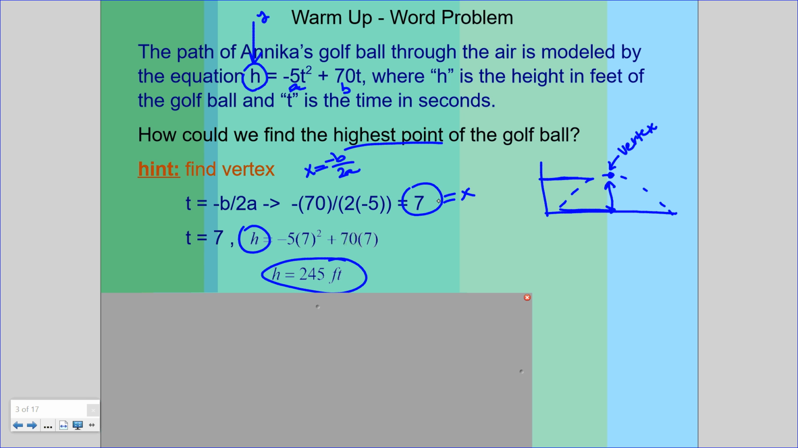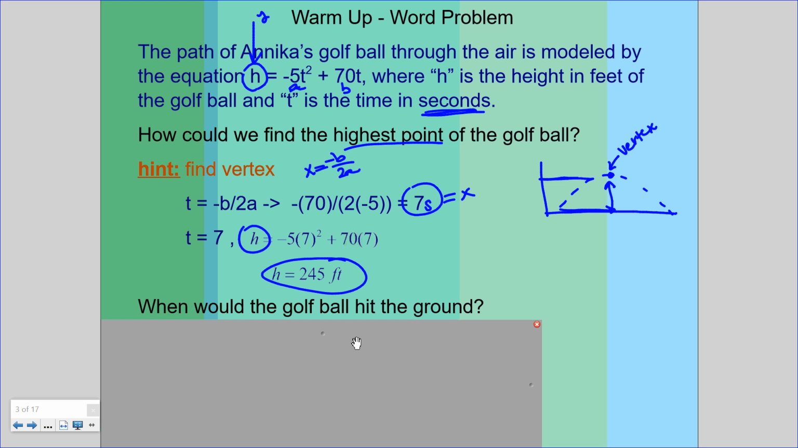Lastly, just one other thing. In this case, because x is represented with t and the time is in seconds, this tells us that it will take 7 seconds before the ball reaches that highest point in the air. So this ball went up really high in 7 seconds and then fell back down to the ground after that. That's how our vertex is going to be useful to us in analyzing different quadratic scenarios.